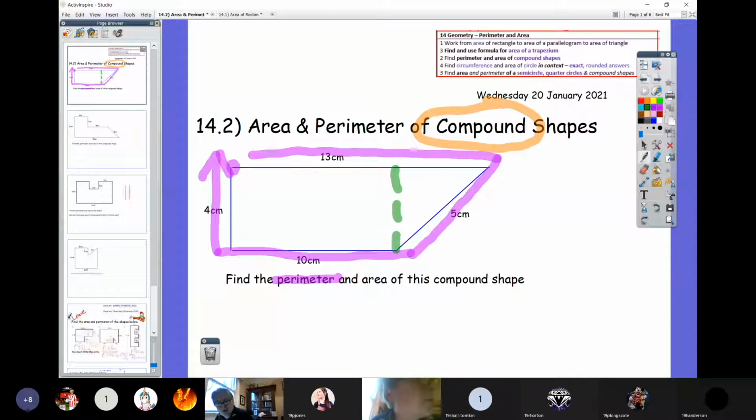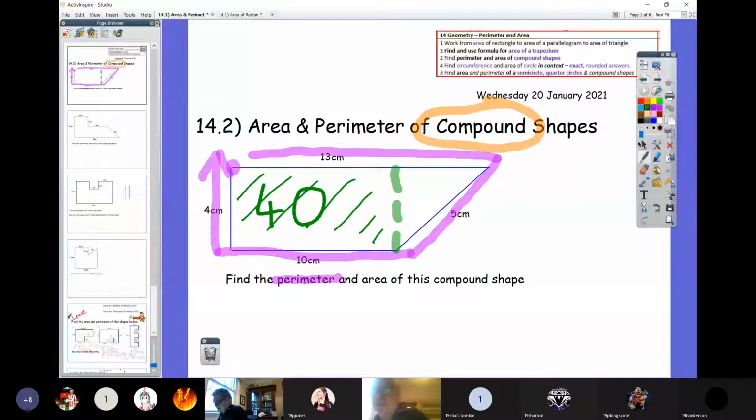I'm just pausing because I'm waiting for that to shade. So that shaded area there, base of 10, height of 4, so that particular bit has an area of 40. Now let's have a look at the triangle on the right, and secondly we're going to work out the area of that triangle.